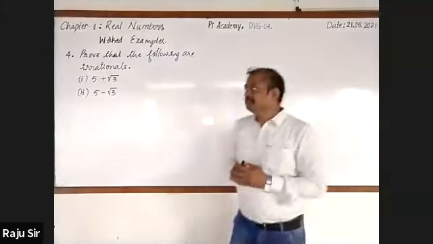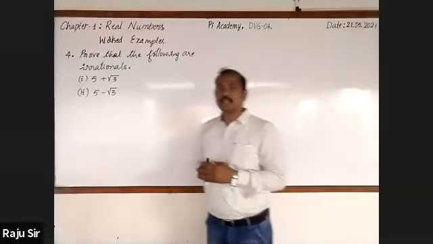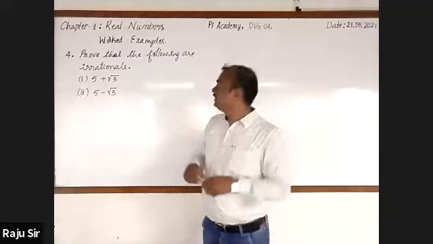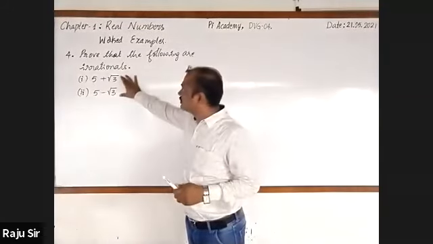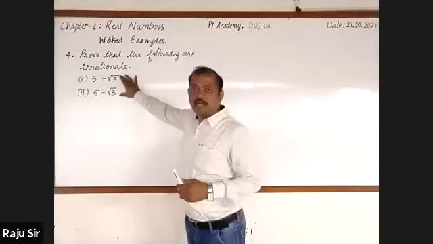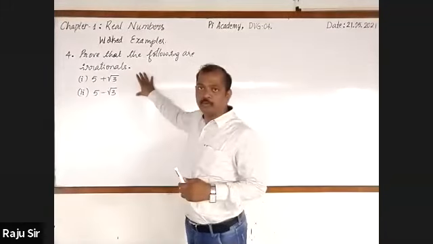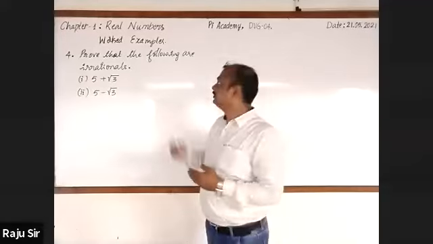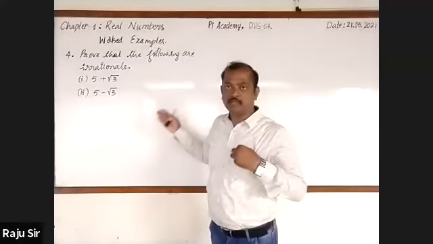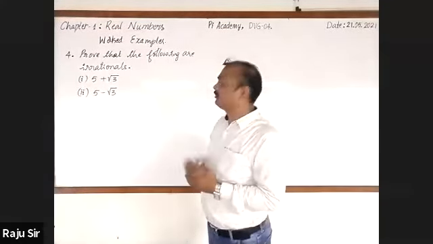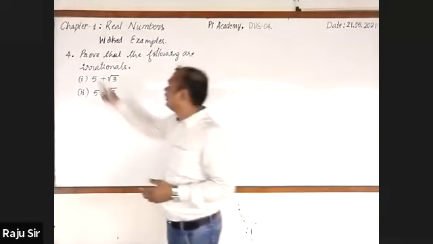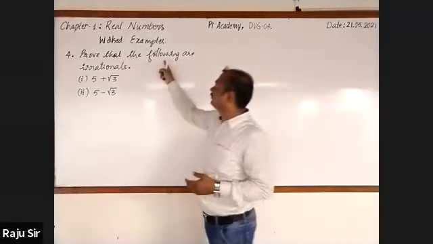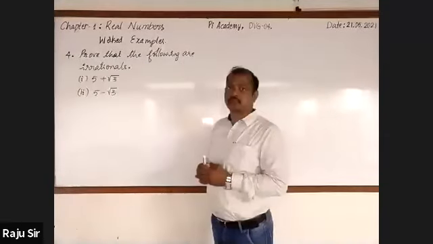In yesterday's class, we proved some numbers as irrational numbers. Even I have given these two numbers as irrational number to be proved. So hope that you all might have done it. If you have done, you just cross-check with my writing. If not done, you can go for writing with me. Go through the given statement. It is: prove that the following are irrationals.